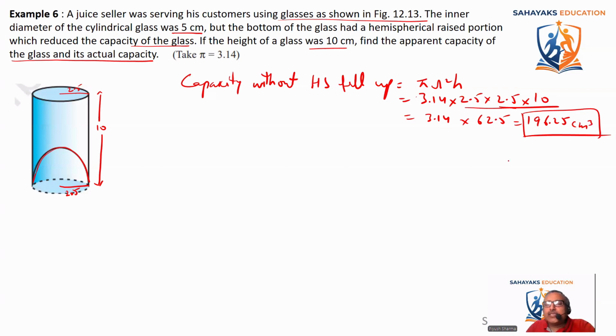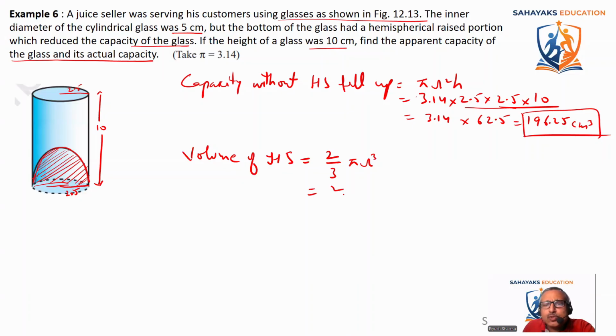But from this capacity, what has happened? They have filled this hemisphere, right? When they have filled this hemisphere, that means the volume of this hemisphere will be reduced from it. So what is the volume of a hemisphere? Volume of hemisphere is equal to 2 by 3 pi r cube.